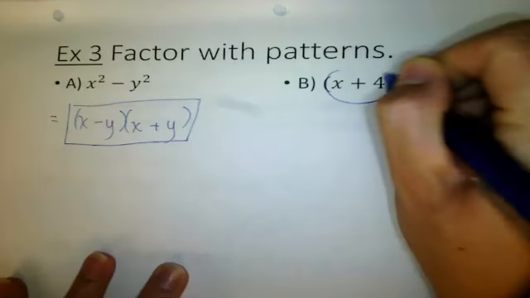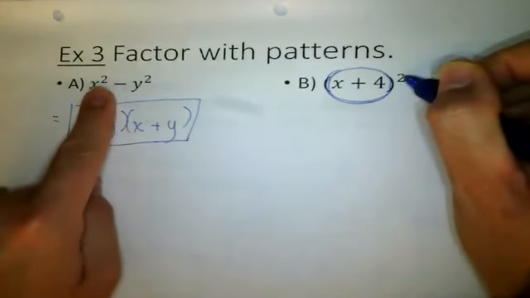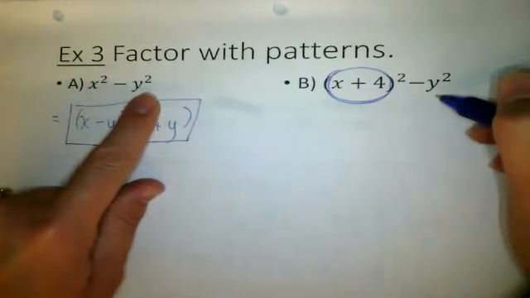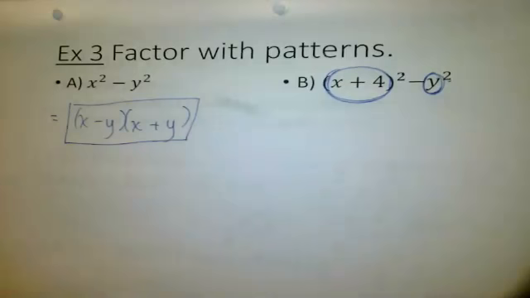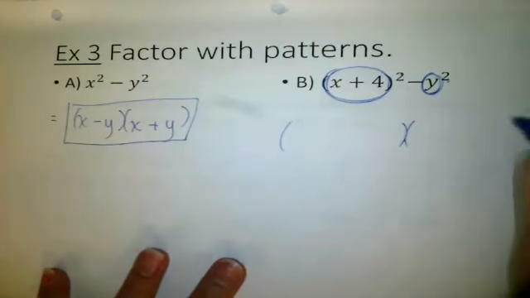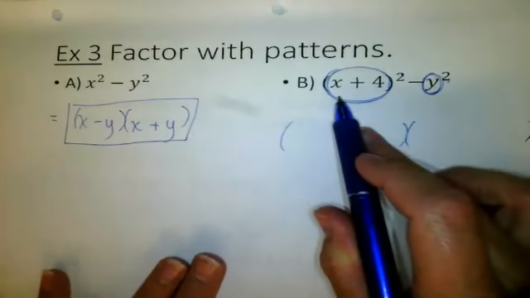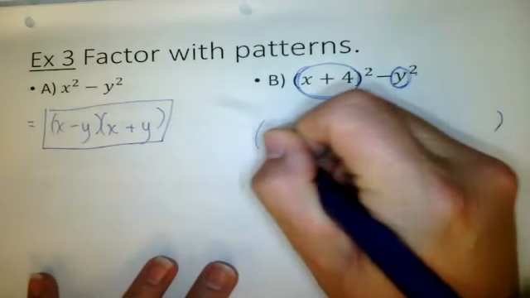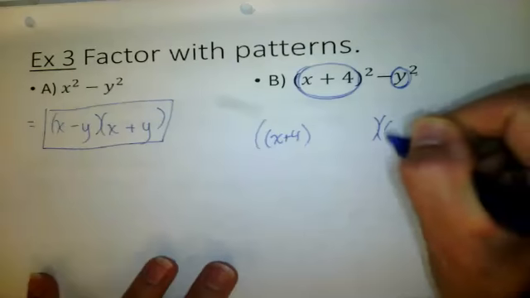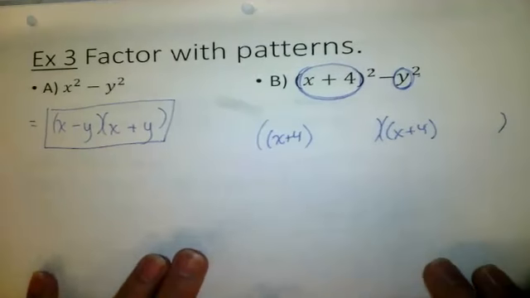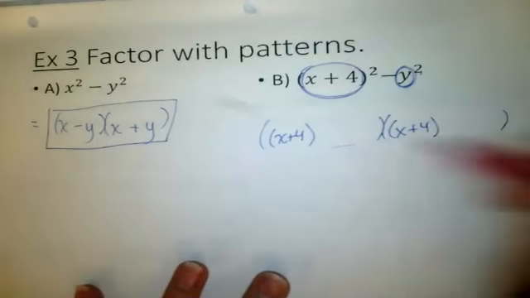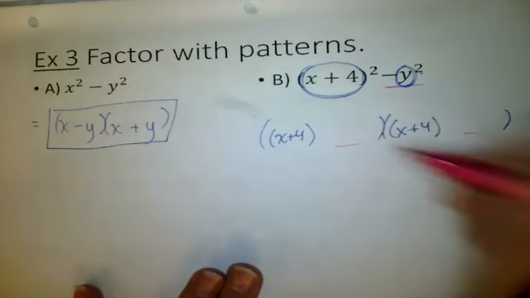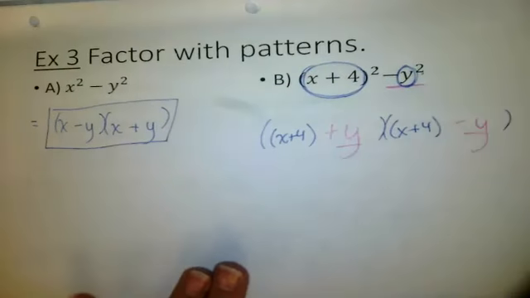So you have to be able to step back and look at the overall structure. When I look at this, I see I have something being squared minus another thing being squared. And so it fits the same pattern, meaning what times what is x plus 4 quantity squared? X plus 4 times x plus 4. It's being squared. It fits the pattern. And then, just like before, last times last has to equal that negative y squared. Well, that's positive y and negative y.